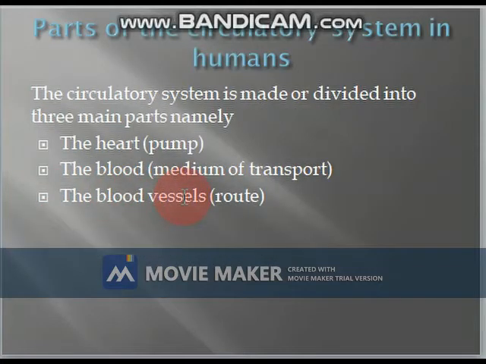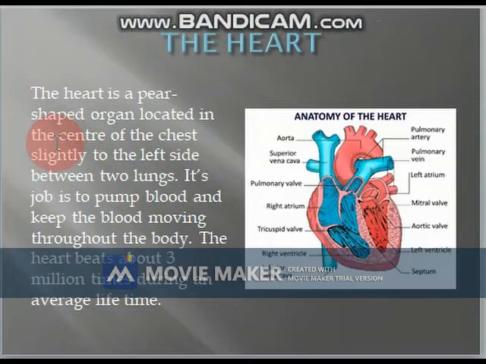So, in a nutshell, we have various parts of the circulatory system in humans. The circulatory system in humans is divided into three main parts. These parts are the heart, which pumps the blood, which is the medium of transport, and the blood vessels, which are the route through which the blood flows. In our next slide, we are going to look at one of those components. So, we are going to look at each and every component in detail. So the very first one we are going to look at is the heart itself.